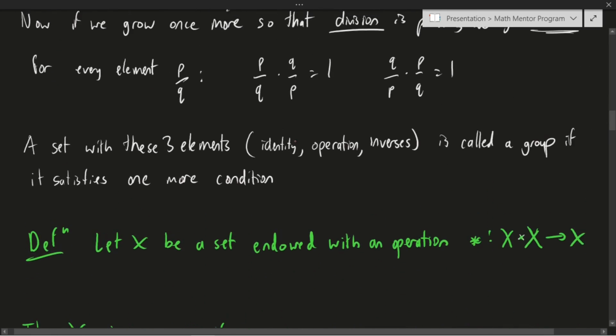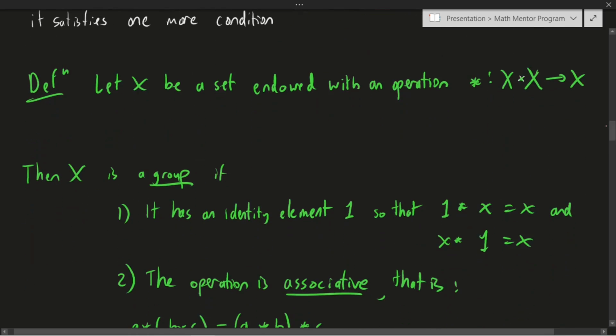So in general, a set with the three elements of an identity, an operation, and inverses is called a group if it satisfies exactly one more condition, and we'll spell out that condition right now. So if we have now a general set X, we give it an operation, and what this operation does is that it has to take two elements. That's why here I have the product set. It takes two elements in my set, and then it spits out a third.